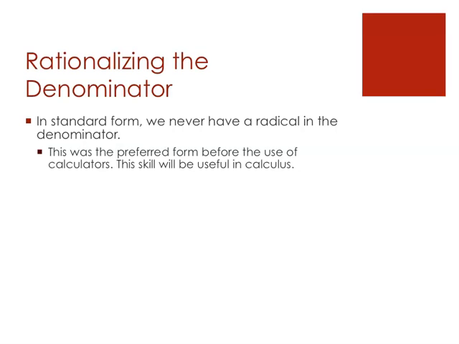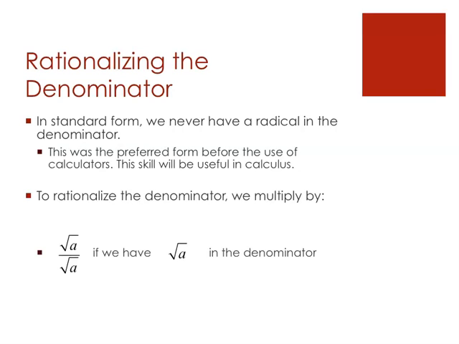So to rationalize the denominator, we multiply by the square root of a over square root of a if we have the square root of a in the denominator. On the other hand, if you have something more complex, if you have a plus square root of b in the denominator, you multiply by a minus square root of b over a minus square root of b.